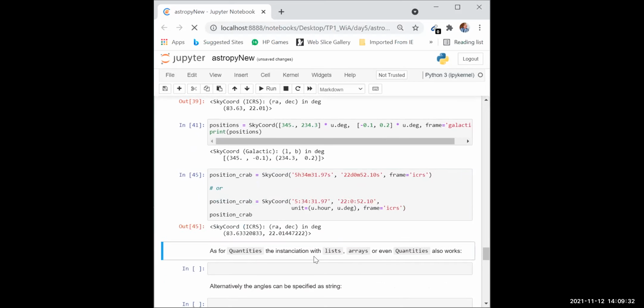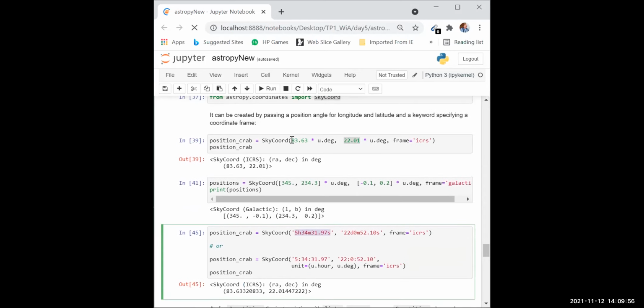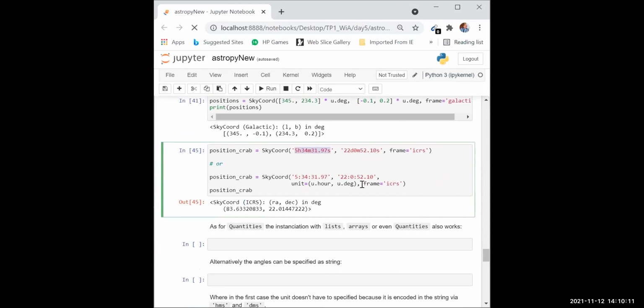Yeah. So I'm getting this crab. Now see, we had written it as 5 hours, 34 minutes, and so many seconds, and we are converting it into degrees. So we are getting back the degrees which we had, 83 degrees. You can write this RA Dec in terms of degrees, or in terms of hours, minutes, and seconds. So with units, hours, degrees, we are writing it in this.